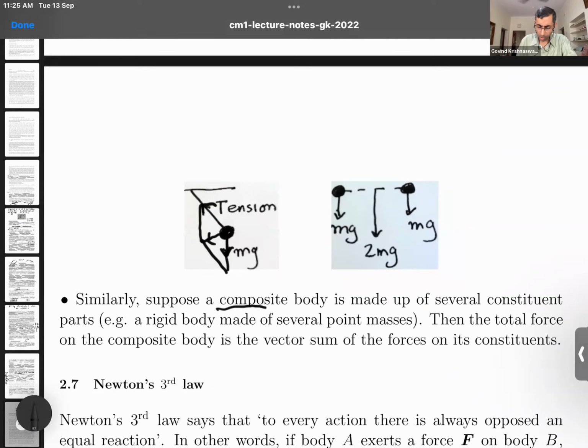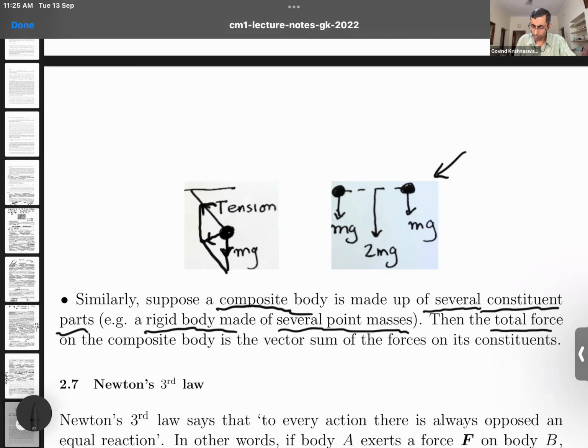There is another aspect of this superposition story. Suppose we have a composite body, not a point particle, but a composite body made up, say, of two particles, like in this example. Or suppose there is a body made up of several constituent parts. For example, a rigid body made of several point masses.